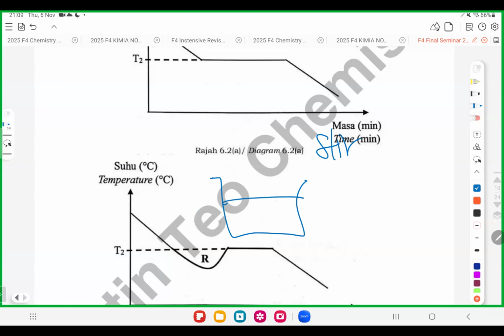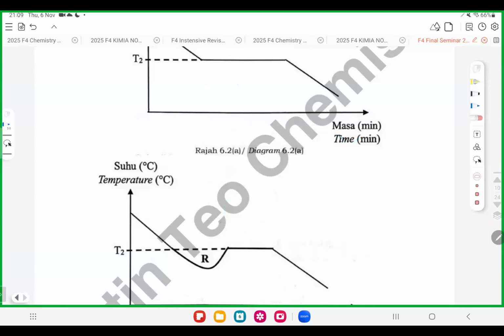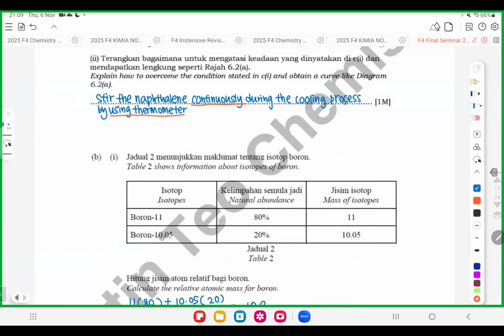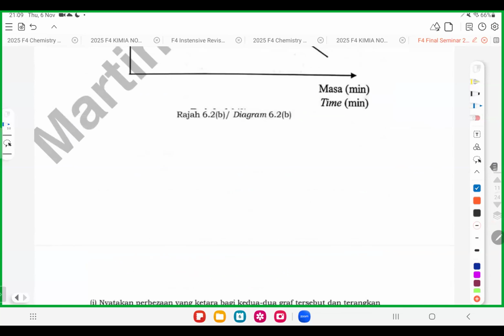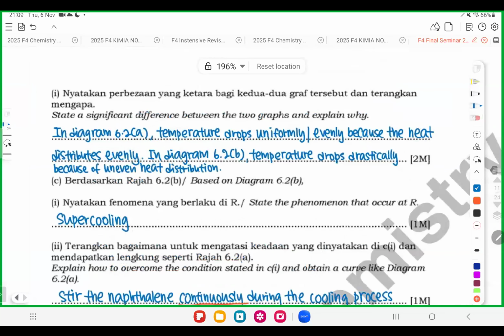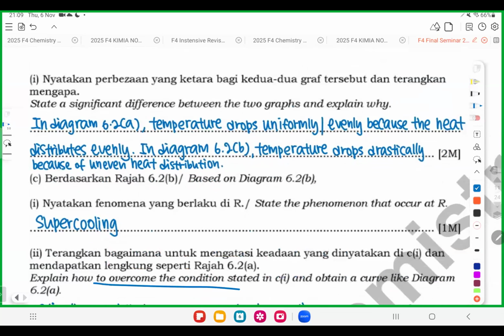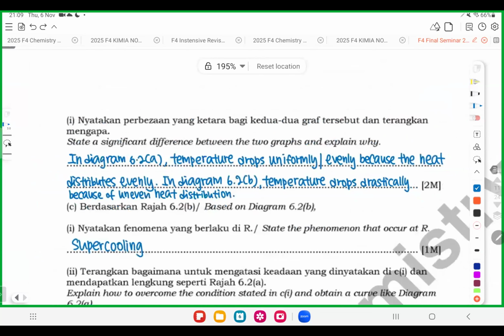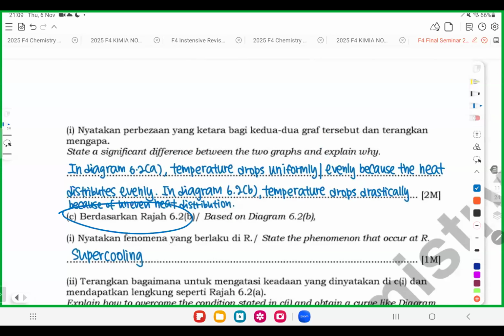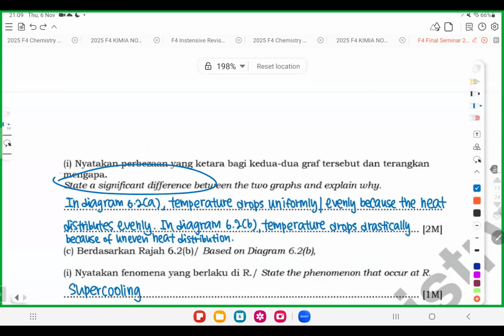All right. Now I want to show you something here. Look at this question. I might not be able to discuss all the questions. I choose a few questions to discuss. Okay, let's look at here. Explain how to overcome the condition. First of all, let's look at here first. Based on the diagram, tell me the difference between these two graphs and explain why.